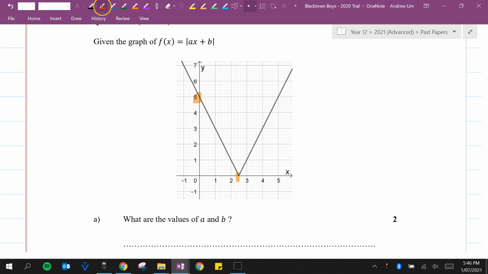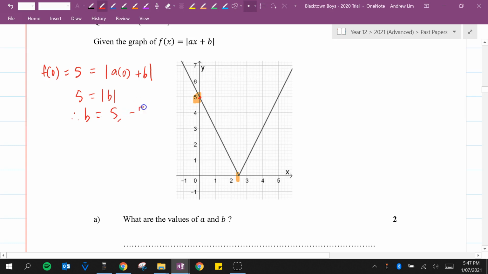So from the first one, we can see when x is 0, y is 5. So f of 0 is 5. So that's the absolute value of a times 0 plus b. So here we can see that 5 is equal to the absolute value of b. Therefore, b has to equal either 5 or negative 5. So I think there's actually 2 answers for this. Let's say it equals 5. Let's now use that for this second point.